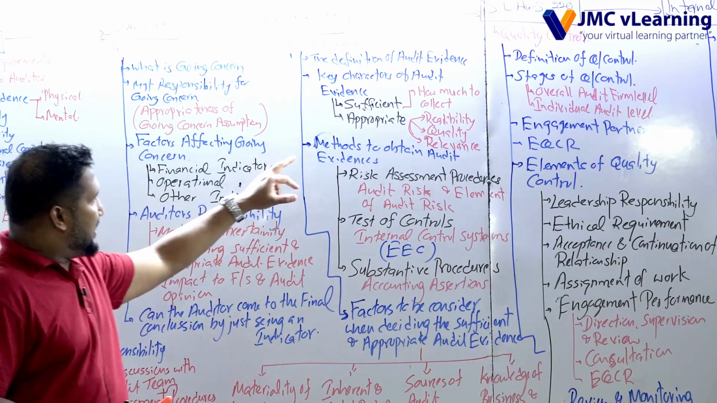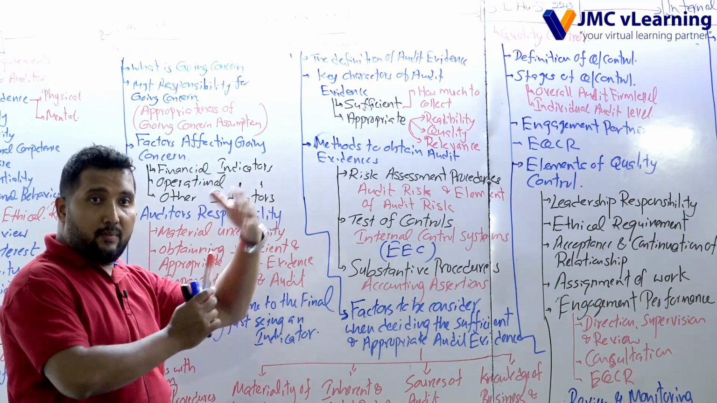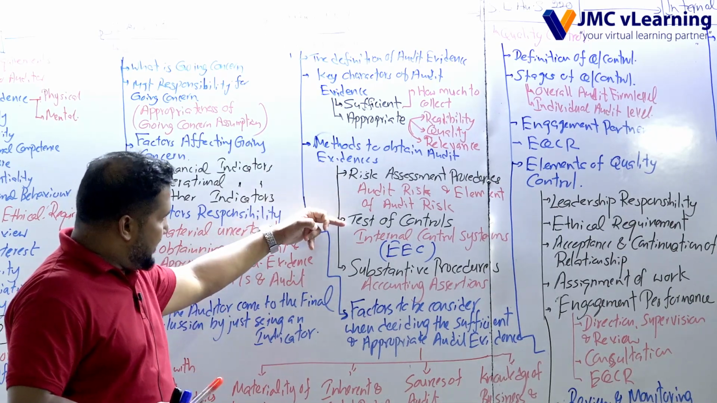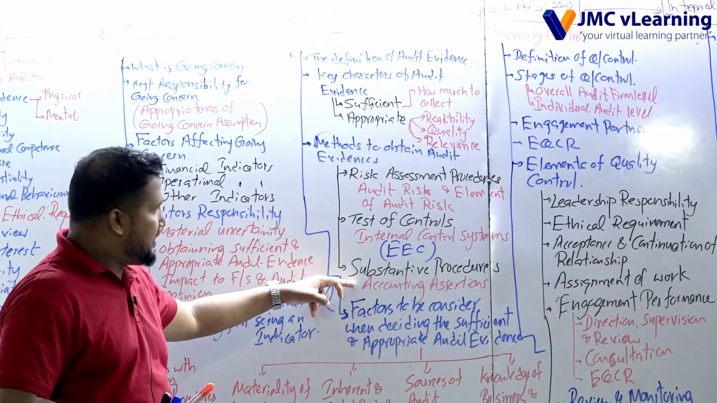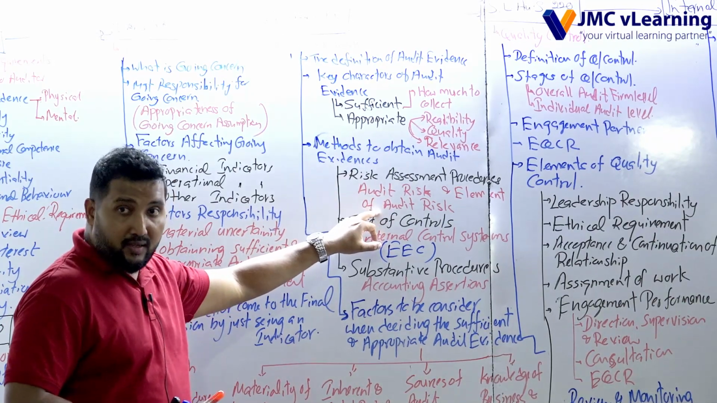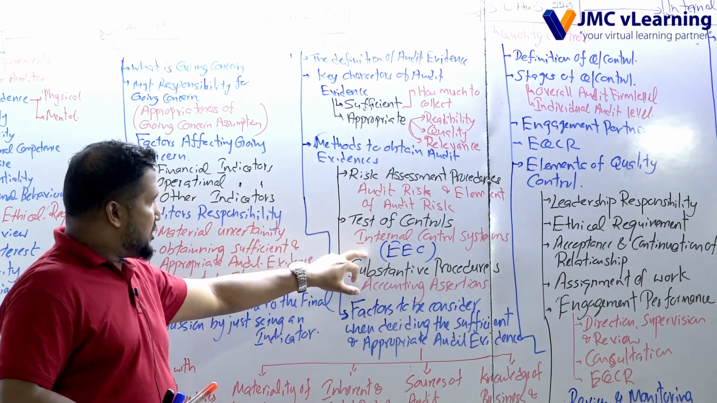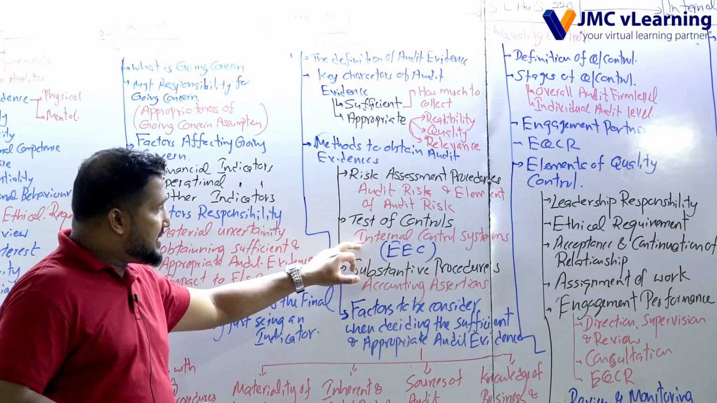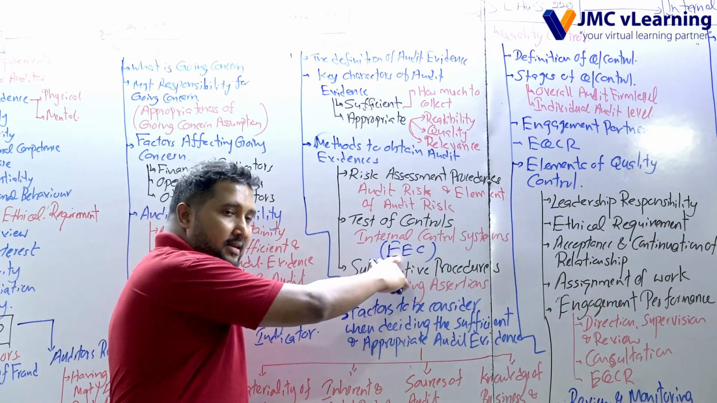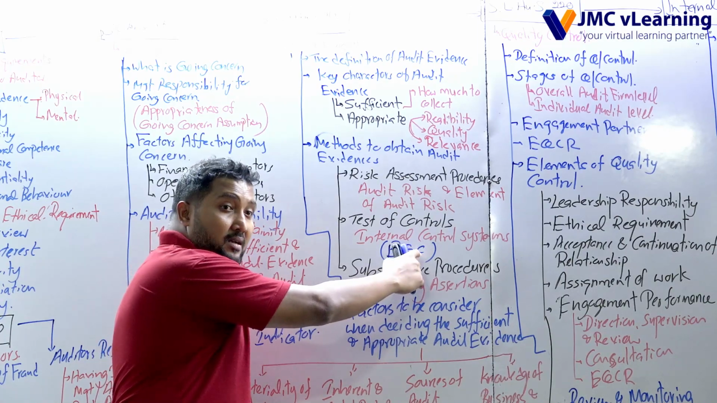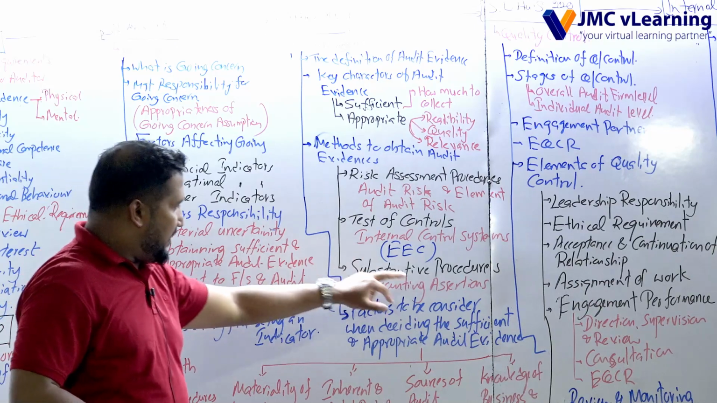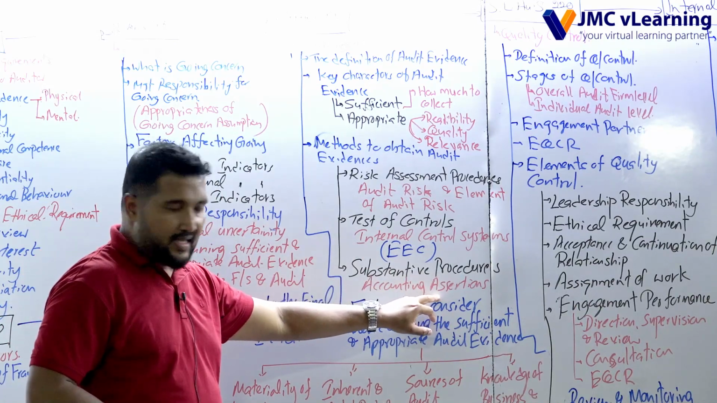Then we discuss methods of obtaining audit evidence. We broadly categorize those methods into 3 segments: the risk assessment procedures, test of controls and substantive procedures. The risk assessment mainly focuses on the audit risk and the elements of the audit risk, whereas TOC, test of controls, mainly focuses on EEC of the accounting and internal control system. So what do you mean by EEC? Existence, effectiveness and continuity. Then we consider the substantive procedures while discussing accounting assertions as well.